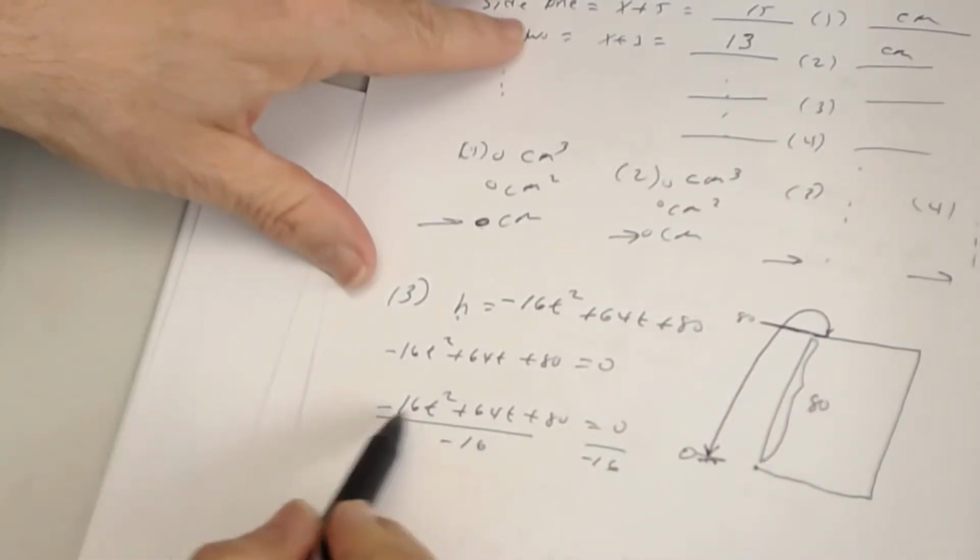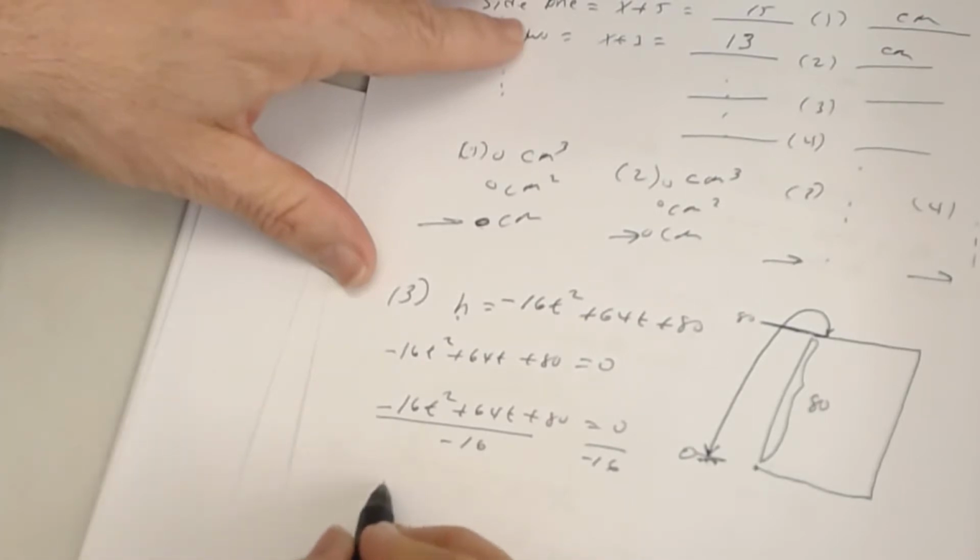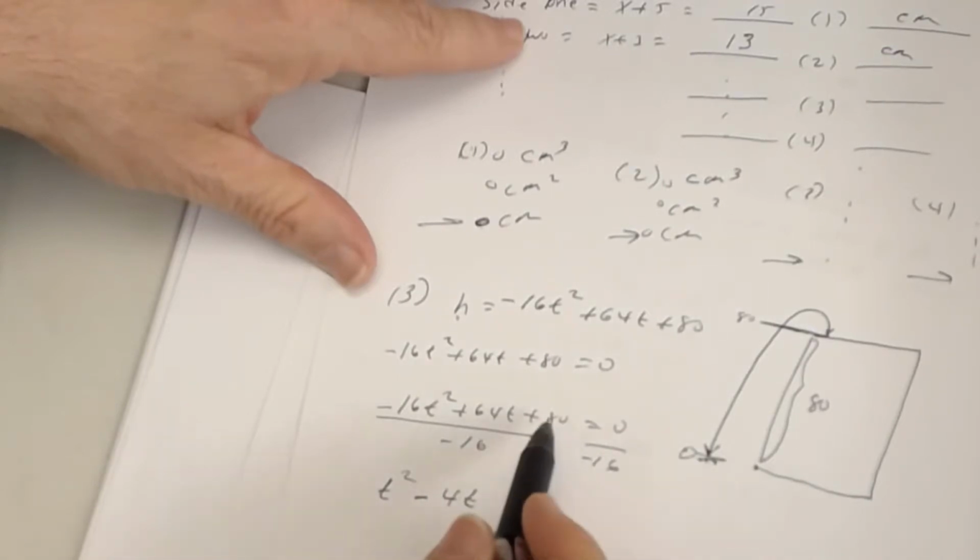And so what's -16t squared divided by -16? Positive t squared. What's 64 divided by -16? -4. What's a positive 8 divided by -16? So that's t squared minus 4t minus 5 equals 0.